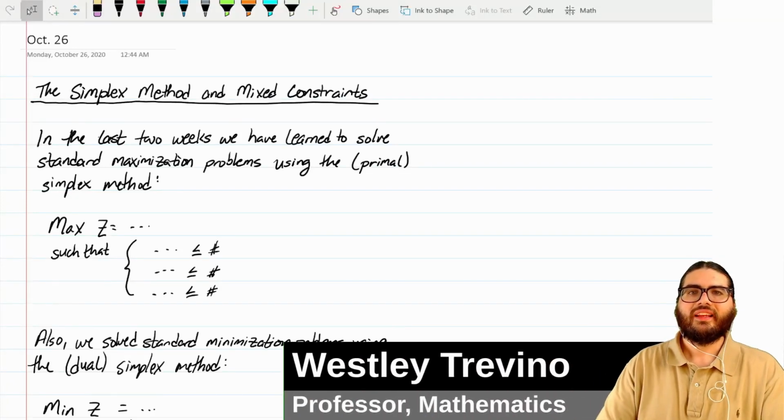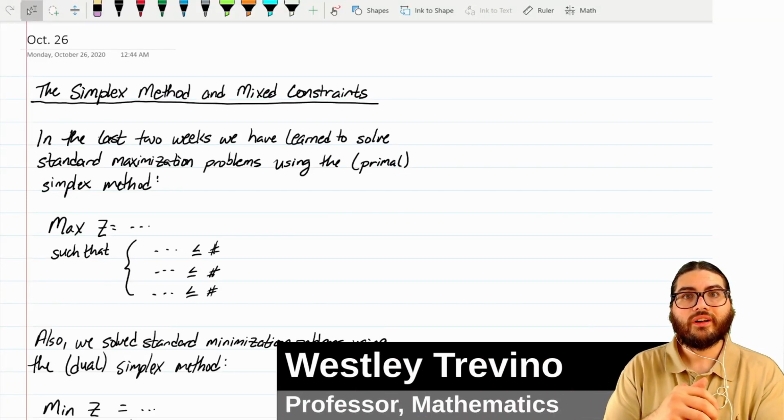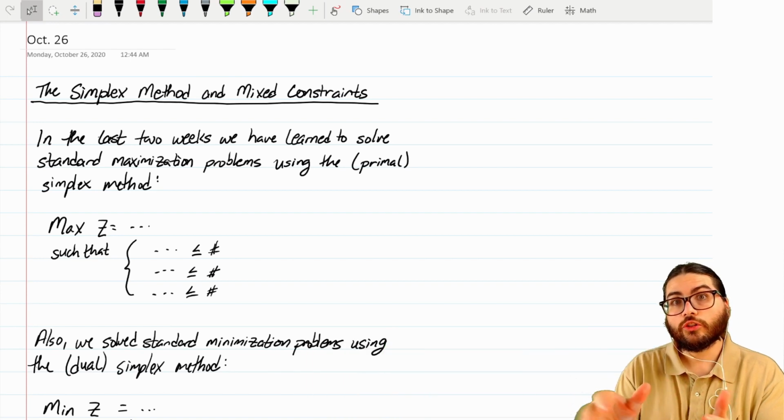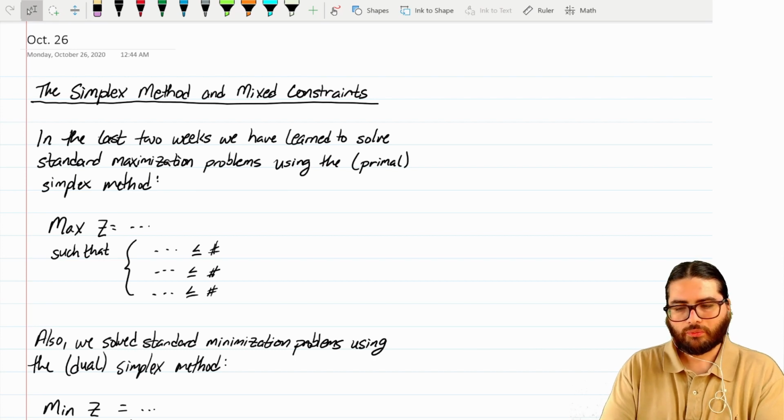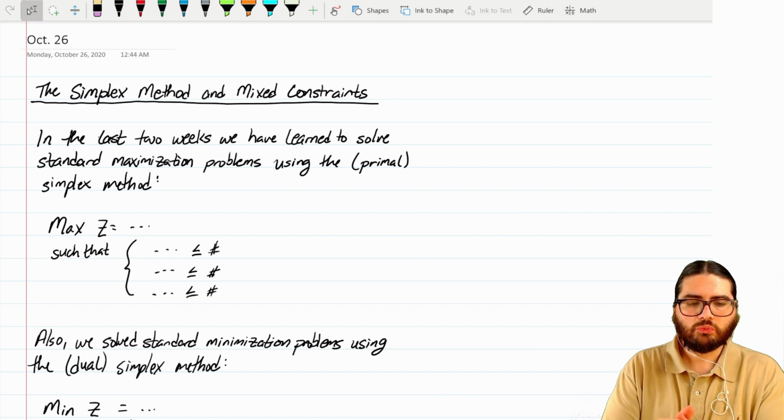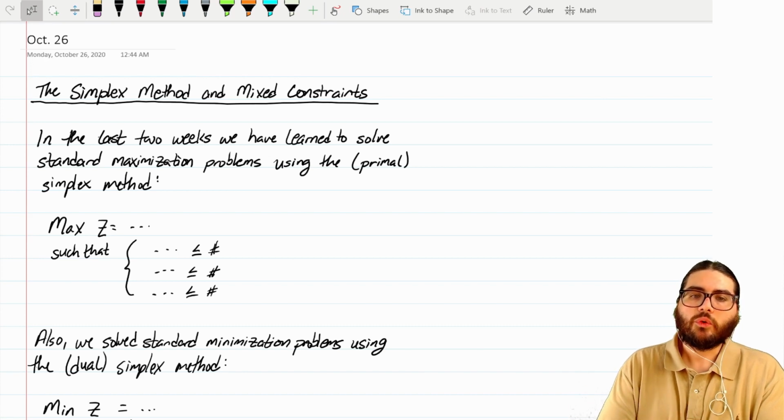Welcome back. Last lecture, last video on the Simplex method. And if we've done our job correctly, then everything is just going to come together during this last video, in the sense that now that we understand both the primal simplex method and the dual simplex method, we can combine them to maximize or minimize almost any objective function in almost any combination. And today we'll see greater thans and less thans in the same situation.